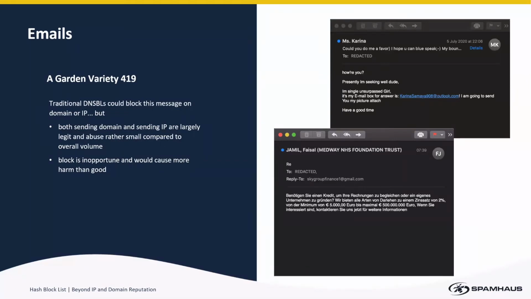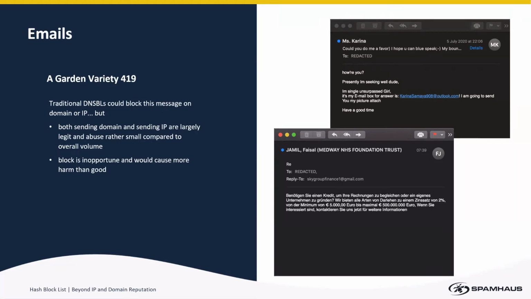So this concept of hash block lists has been something that has been around for some time, and we're definitely not the very first to do this. It's something that has been in the industry for a while. But the first thing we're looking at here are emails.